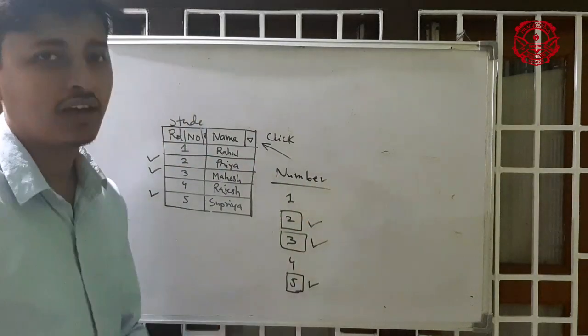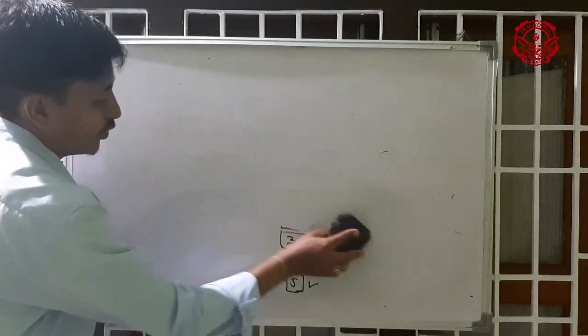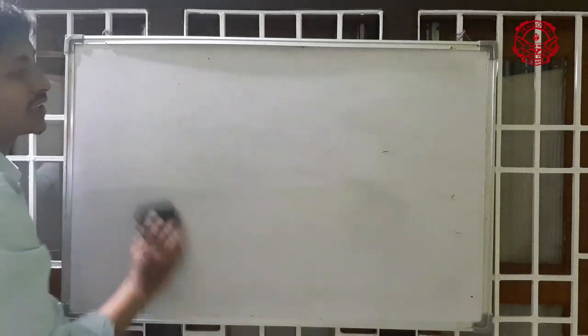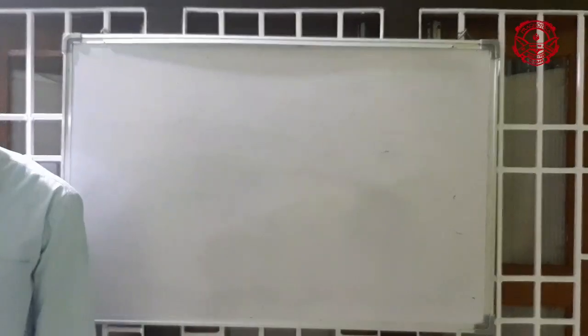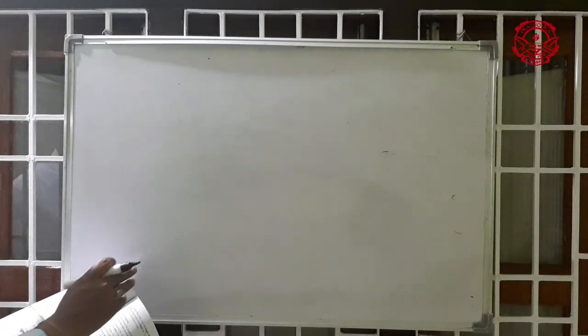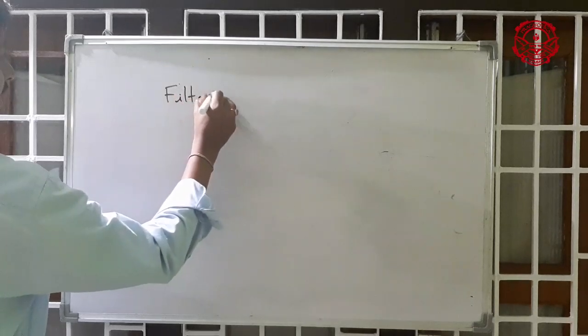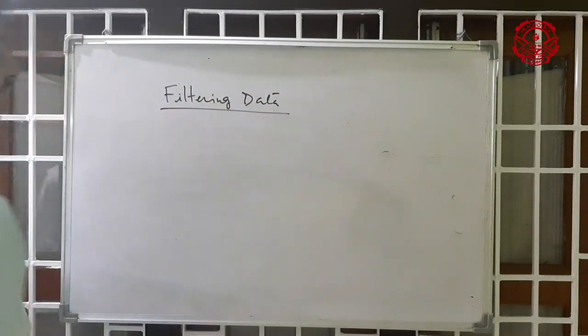Just like our water filter, we filter our water so that we can get good quality water to drink. In this way, in a database, in MS Access, there is an option called filtering data. Filtering data means what?